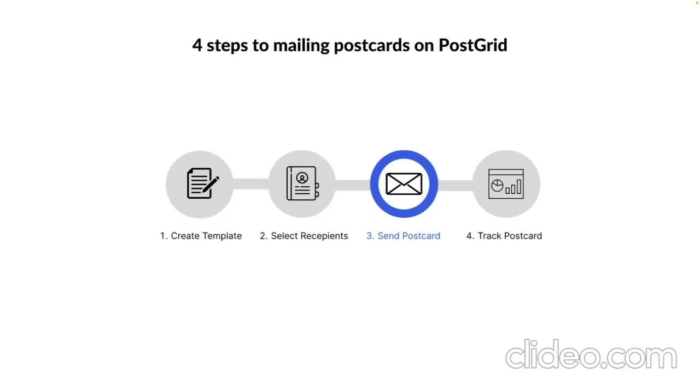There are 4 steps to mailing postcards on PostGrid. You start off by creating your template, then selecting your recipients. After that, you can send your postcard, and finally, you can track your postcard.